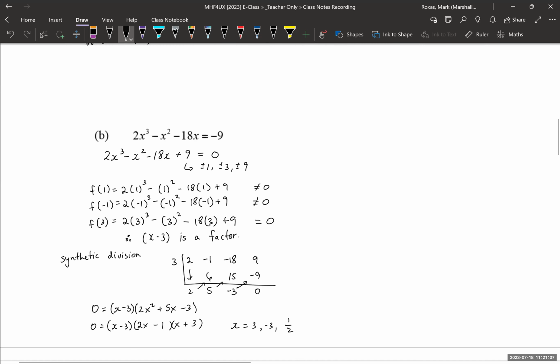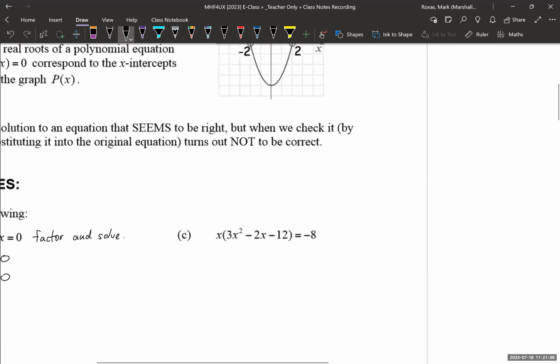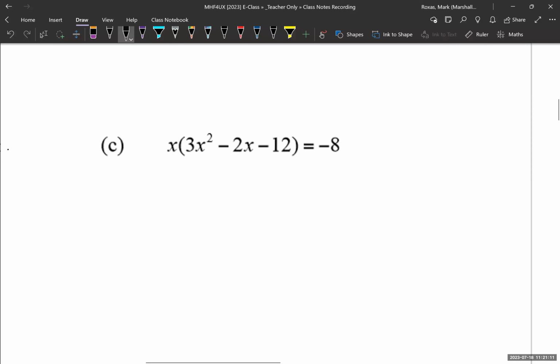Let's look at another example up here at C. So here's one that involves a little bit of work to set up. Okay, so for this kind of question, we can't just, well, we could add 8 to both sides, but we still have this x factored out of the rest of the polynomial. So let's expand that first, right?